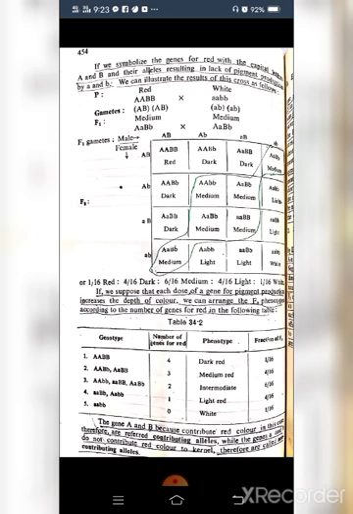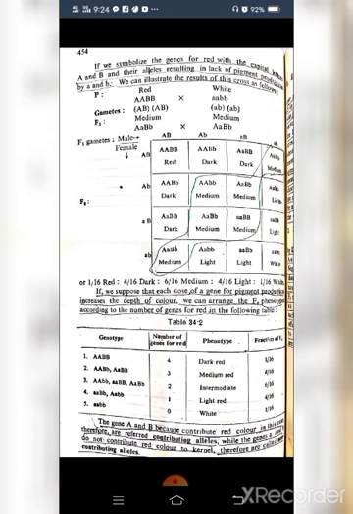Fourth one: small a, recessive form, homozygous condition, and capital B, small b, and capital A, small b. Here the number of red genes is 1 only, and the light red color is produced, with fraction 4/16. And the last one, small b: 0 number of red genes, so the white color will be produced, and the number of plants in the F2 generation is 1.